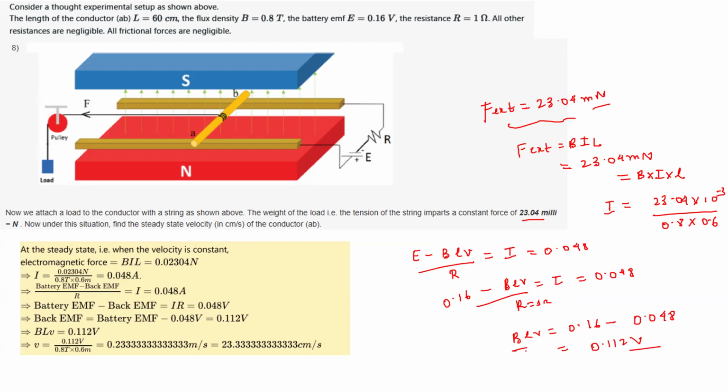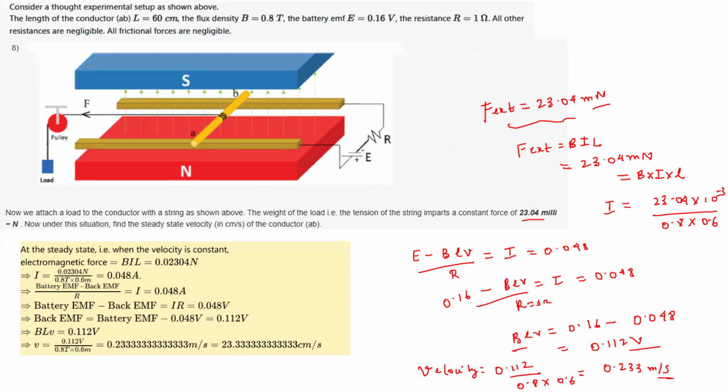Now BLV is 0.112 volt, which means velocity is equal to 0.112 by B into L, that is 0.8 into 0.6. So this will give you 0.233 meter per second. They're asking in centimeter per second, so you can convert it into centimeter per second. Okay, so that is what is happening.